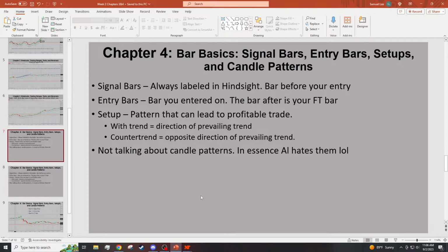And Al's definition of a setup is just a pattern that can lead to a profitable trade, and if you're trading with the trend, it is in the direction of the prevailing trend, and counter trend will be the opposite direction. And then the last piece being about candle patterns. Al doesn't care for naming candle patterns or whatever. He doesn't see it as a value add proposition, so we're not going to talk about it, or at least I'm not.